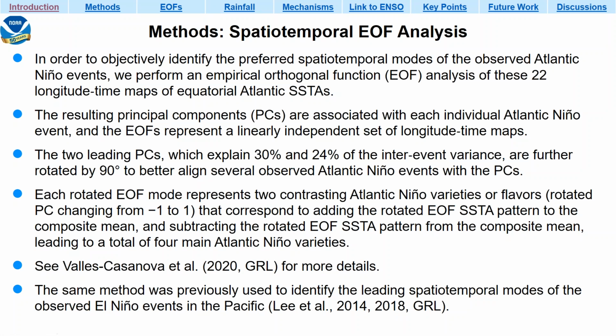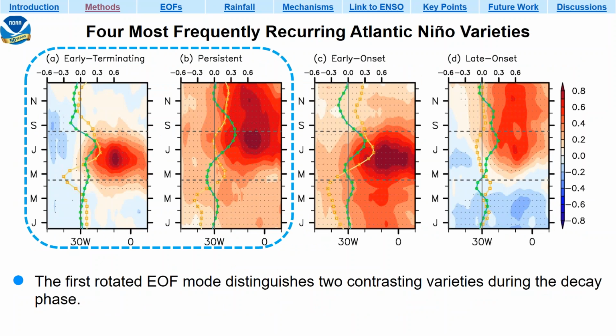That leads to four main Atlantic Nino flavors. We talk about this in more detail in our 2020 JGR paper. Also, this method was previously used in our 2014 paper, applied to analyze the diversity of ENSO in the Pacific. It's the same method.